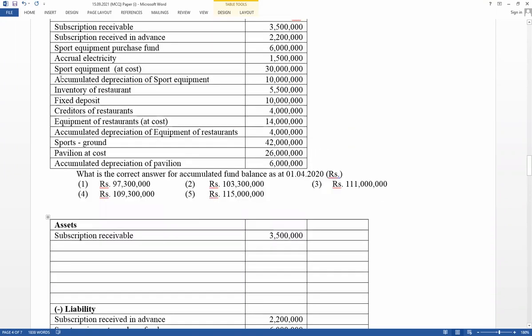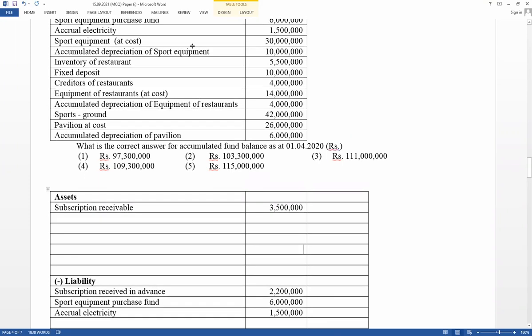Then the sport equipment given, very, very important. Think, it has been given with accumulated depreciation also. As sport equipment, the net book value should be included. Therefore, cost minus accumulated depreciation is the asset as sport equipment. Net book value can be calculated as cost minus accumulated depreciation. Therefore, 30 million minus 10 million. Therefore, net book value will be equal to 20 million.